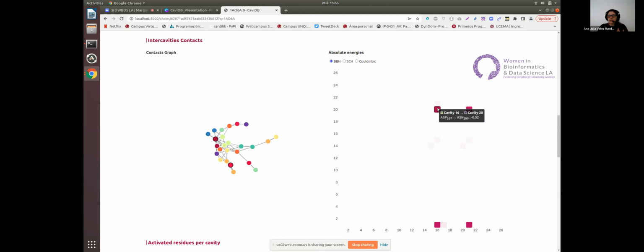And here you can access the information about the binding energy between those residues interacting between each cavity. So you can click and search all the information related with all the different types of bonding, or the different interactions between cavities.